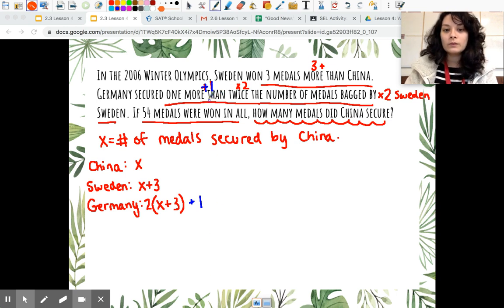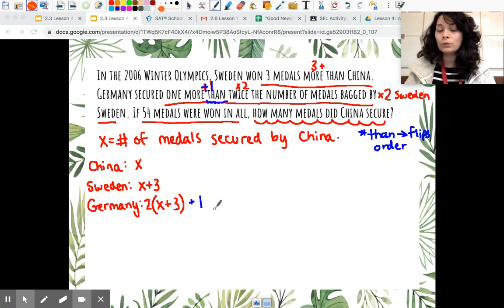You can also think of this word again, than. That word than is going to flip the order. That being said, addition, it doesn't matter the order in which I write it. I could have done 1 plus and then this expression, but the important thing is that the 1 is on the outside of the parentheses and that the 2 is touching a set of parentheses with Sweden's expression sitting inside.